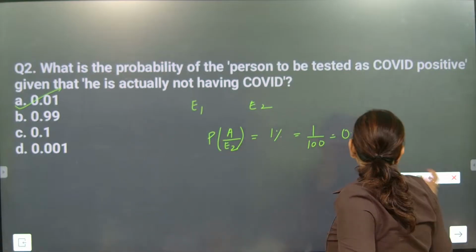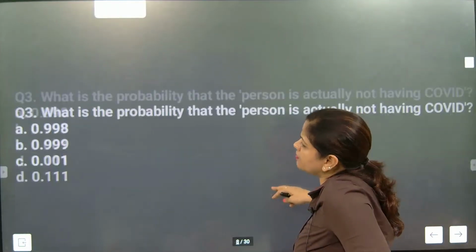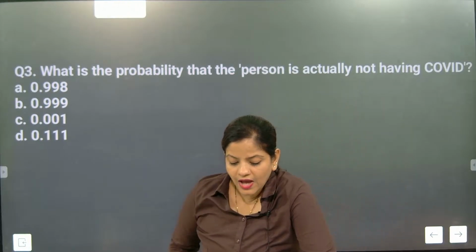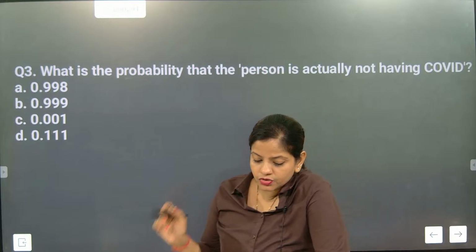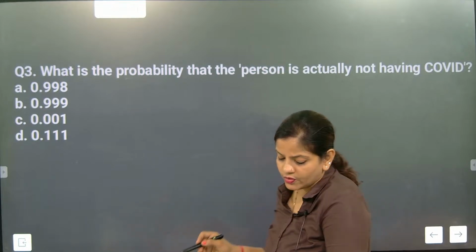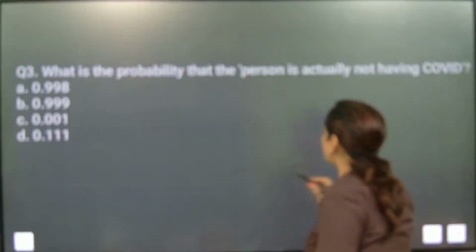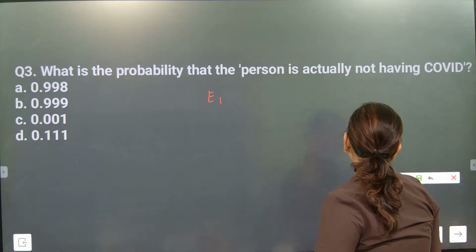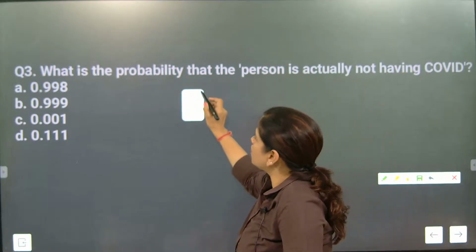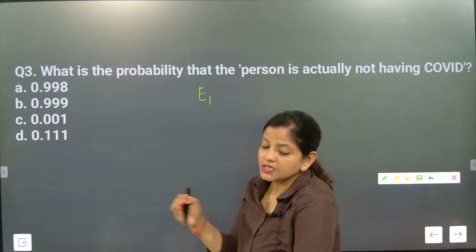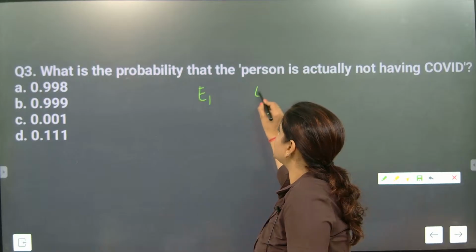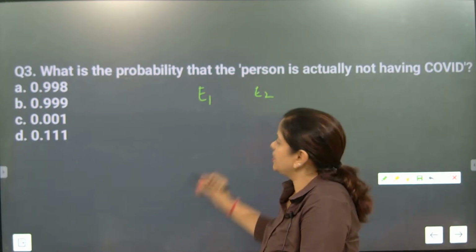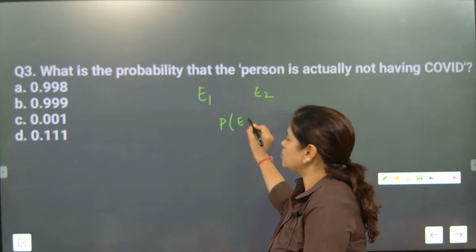Now we will go for the next part. What is the third question asking? What is the probability that the person is actually not having COVID? So having COVID, not having COVID. We know that the person having COVID was taken as E1, and the person not having COVID was taken as E2. So they are asking the probability that the person is not having COVID. Not having COVID means E2, we need to check.